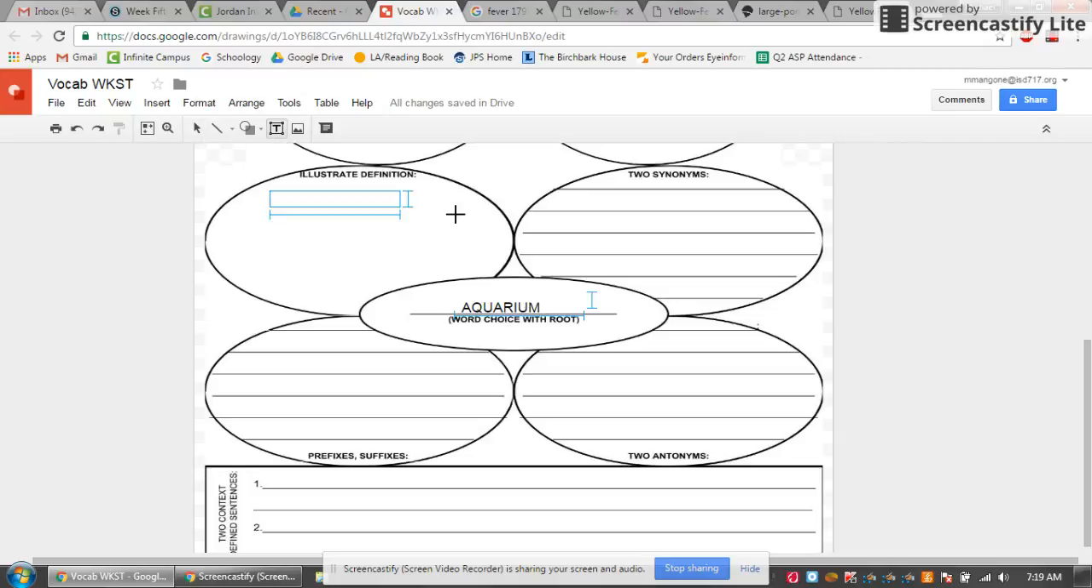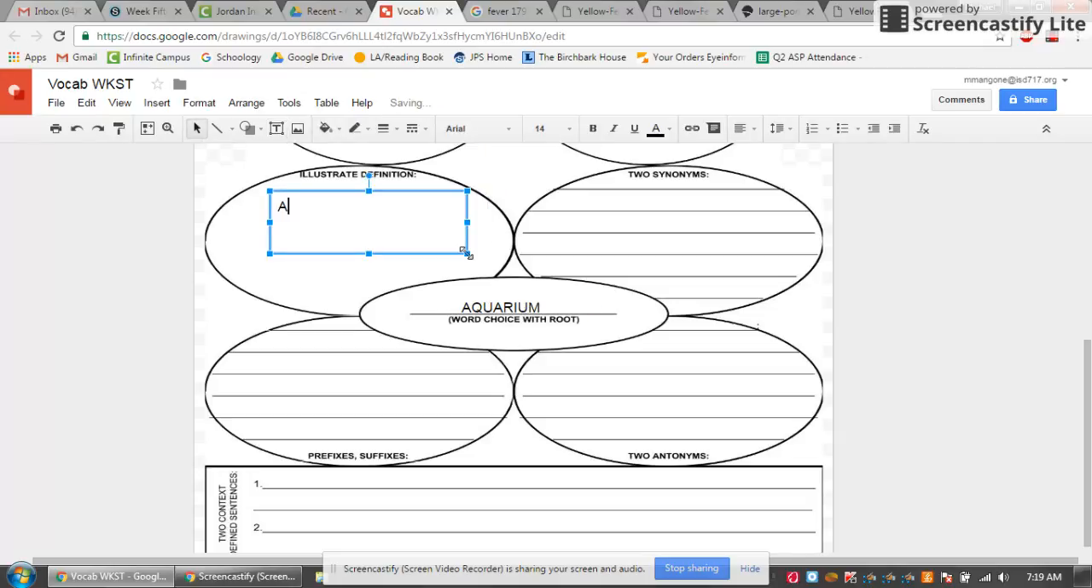So I'm just going to write a sealed place full of water for sea life. Very nice. And then you need to find 2 synonyms. So a synonym for an aquarium might be something like a fish tank. Now, because there's room for it, you can actually write a fish tank is a synonym for aquarium.